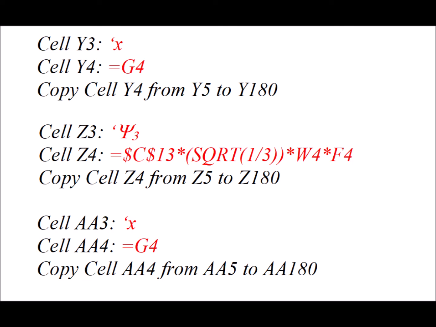In cell Z3, now we have psi sub 3. This is the fourth eigenfunction. In cell Z4, we have a formula to compute that. So then we copy cell Z4 from Z5 to Z180.